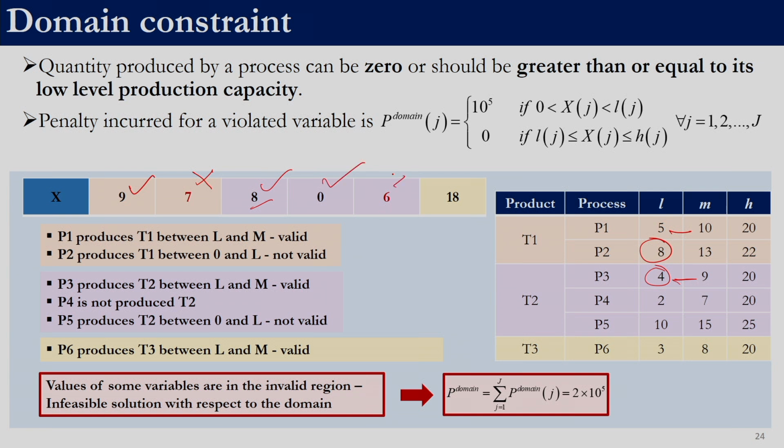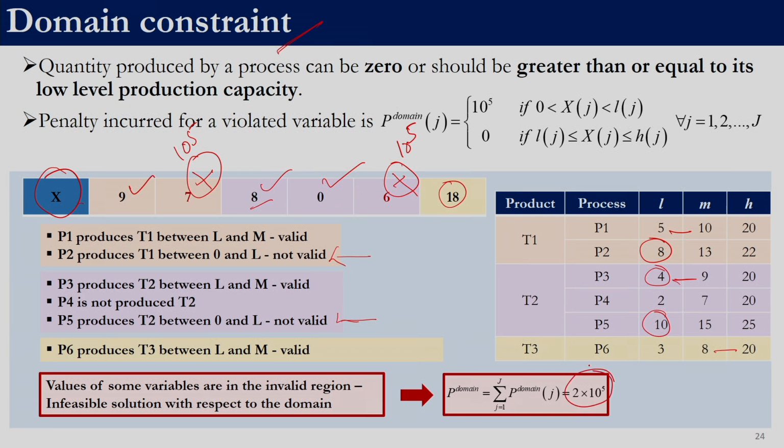So 6 is again not permissible, because it is less than 10, and 18 is permissible because it lies in this range. So the fifth variable and the second variable violate the domain constraint. This variable incurs a penalty of 10 power 5 and this variable incurs a penalty of 10 power 5. The total penalty for this solution for violating the domain constraint is 2 into 10 power 5.